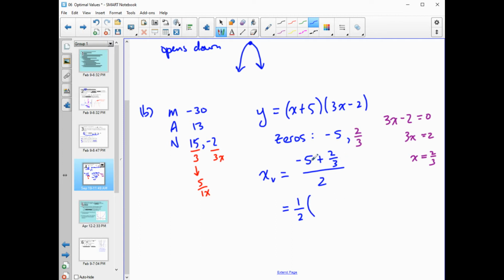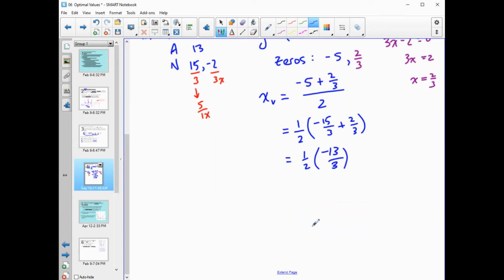And because I need a common denominator to combine -5 and 2/3, I'm going to change -5 into -15/3 plus 2/3. So I end up with 1/2 times -13/3. And so the midpoint, you can see this is not trivial. Depending on your work with fractions, we end up with -13/6. That is kind of an awkward location for the x-coordinate of the vertex.